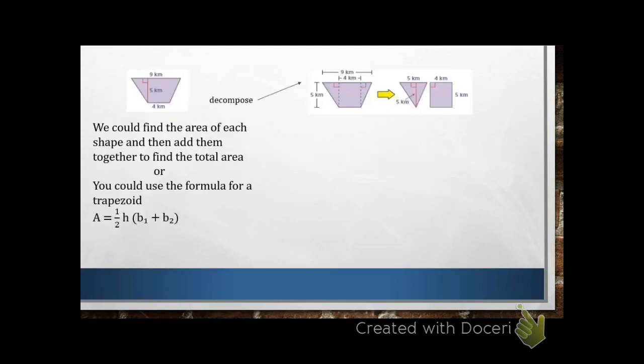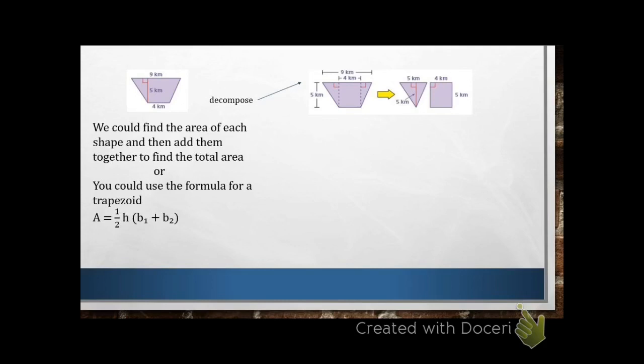All right, now this shape here is called a trapezoid. And a trapezoid has two bases, and then the sides can be different lengths. They don't have to be the same. They usually aren't. They can be, but they usually aren't. And they have two bases, and the bases are not the same size either. So it's an unusual shape.